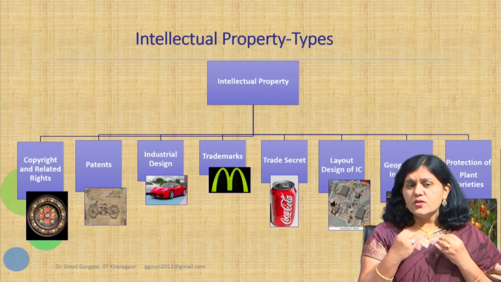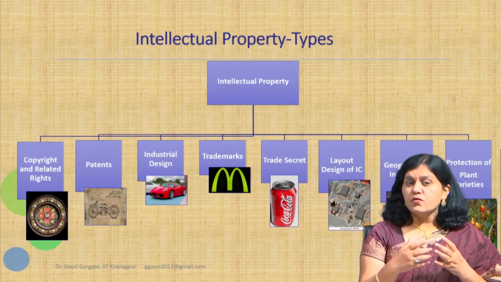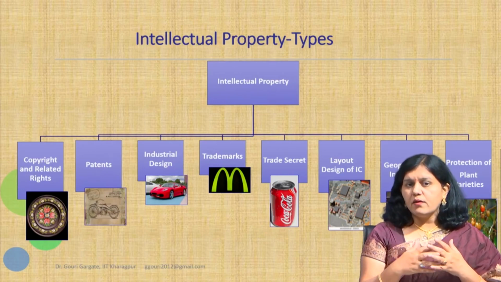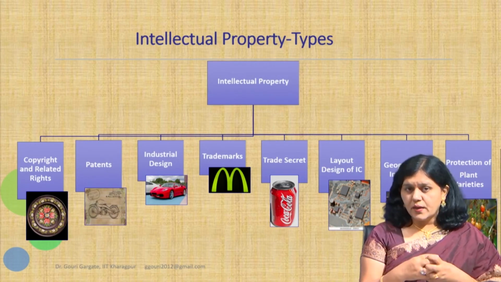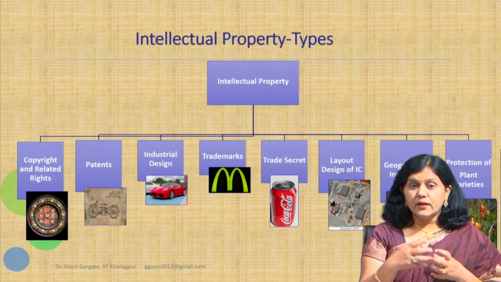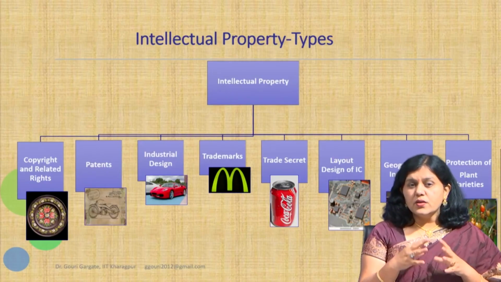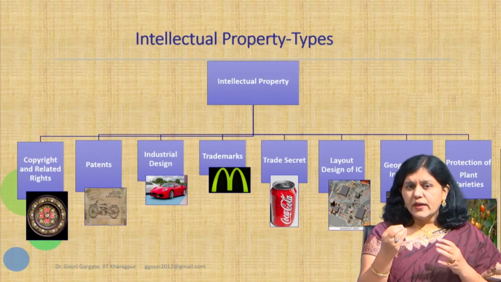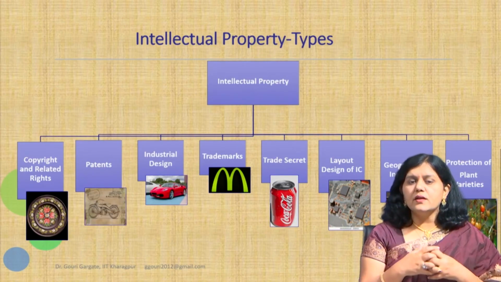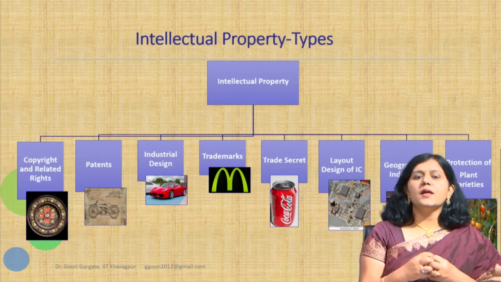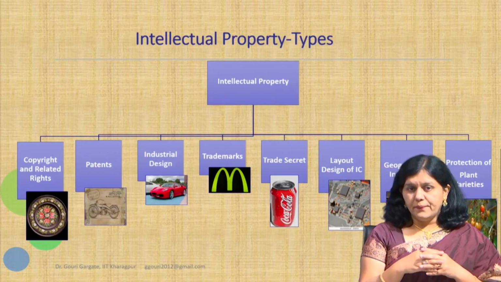If you are in a technology-driven sector, for example mechanical engineering or civil engineering, where you are implementing some new technology, or in medical technology, biotechnology, or the pharma industry, these are the sectors where inventions and innovations are very important. Obviously, patent will be the most important type of IP in that particular domain.